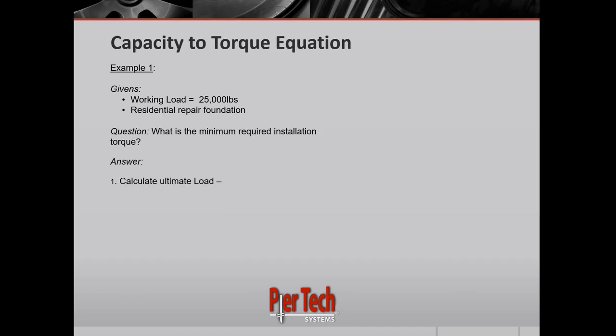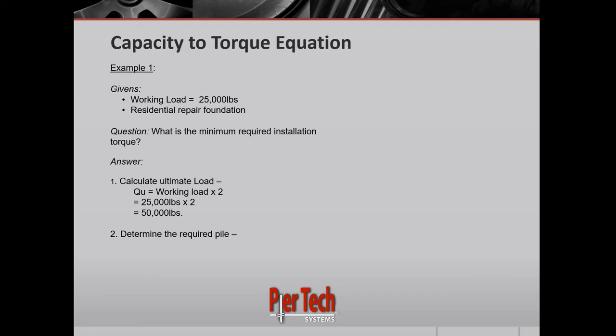Step 1, you want to calculate the ultimate load. Think back to the previous section on how to calculate ultimate load. Ultimate load is simply the working load times the factor of safety, which is typically 2 for the helical pier. So ultimate load equals the working load times 2. We take 25,000 pounds and multiply it by 2. That equals 50,000 pounds. So we've now determined the ultimate load needs to be 50,000 pounds. We go to step 2.